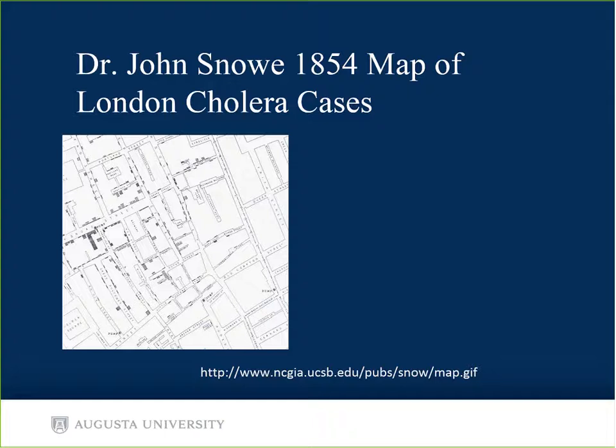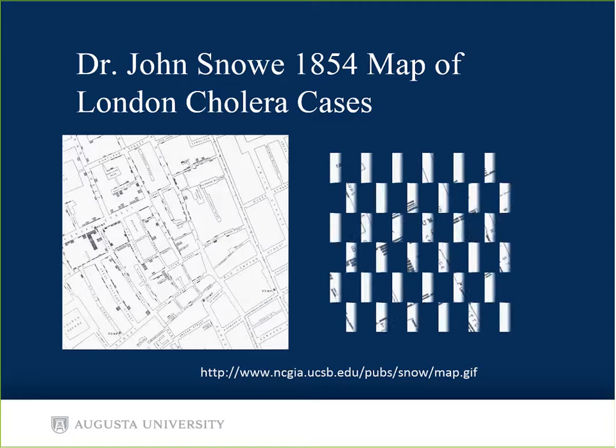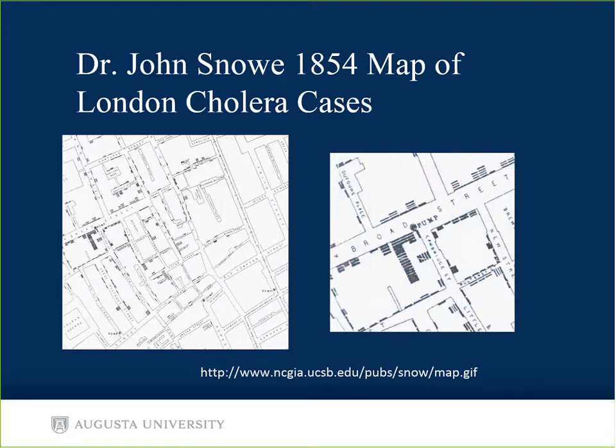So this map shows you there's a concentration, and I'll blow that up for you. You can see that the concentration actually is around one pump that's on Broad Street. And a large number of people died of cholera who were going to that pump and getting water. And that was how he was able to localize the cholera infection in the City of London, by using a graphical display technique.